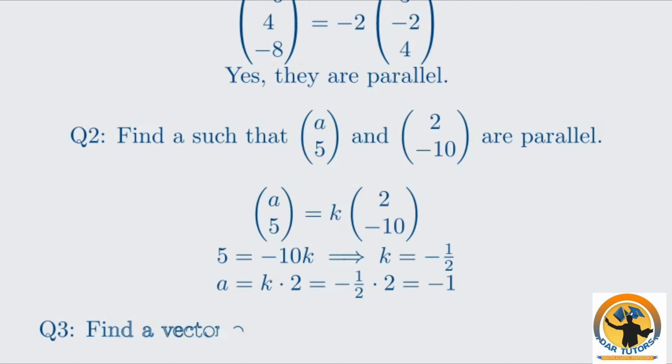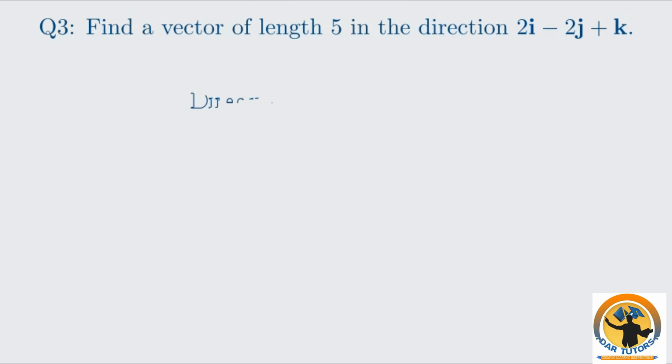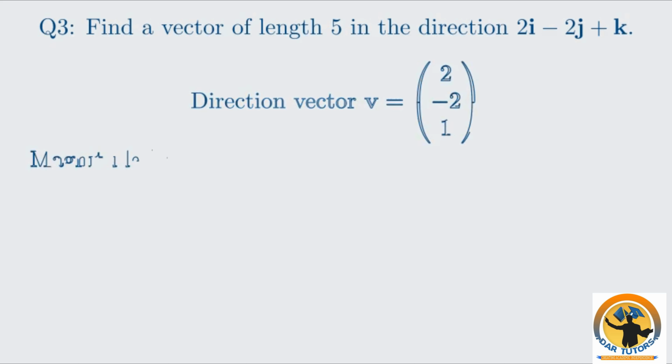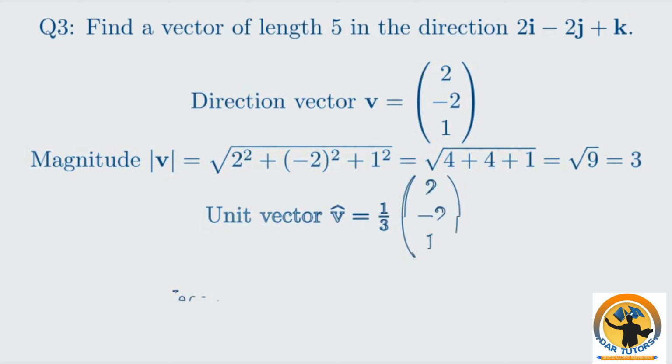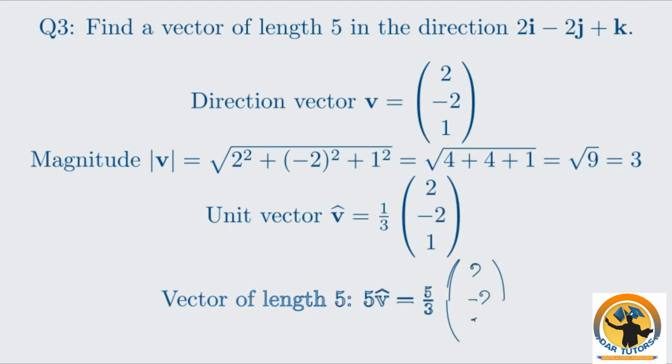Question 3. First, find the magnitude of the direction vector, which is the square root of 2 squared plus -2 squared plus 1 squared, or the square root of 9, which is 3. The unit vector is 1/3 times <2, -2, 1>. To get a vector of length 5, we multiply by 5, giving us 5/3 times <2, -2, 1>.